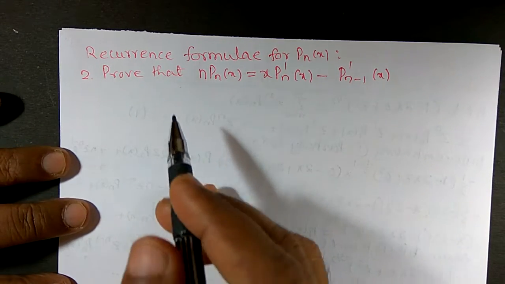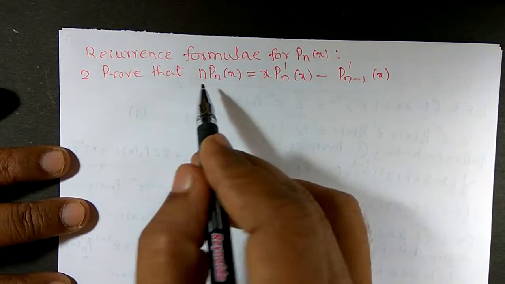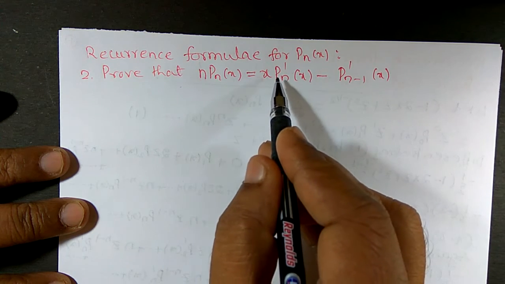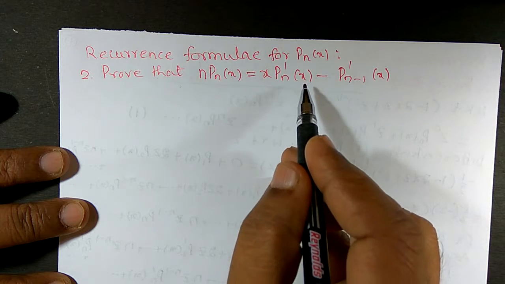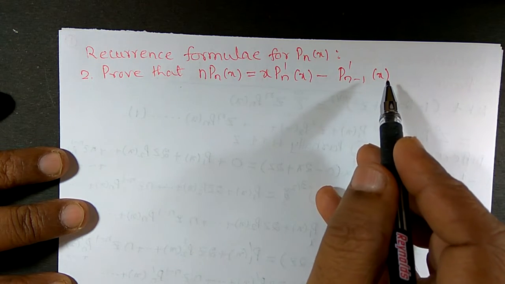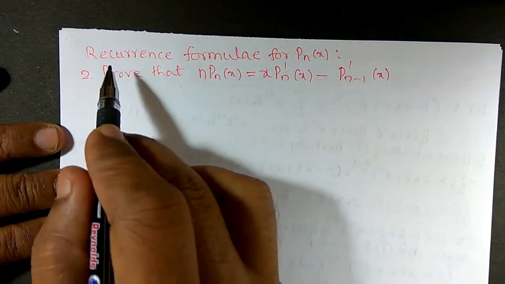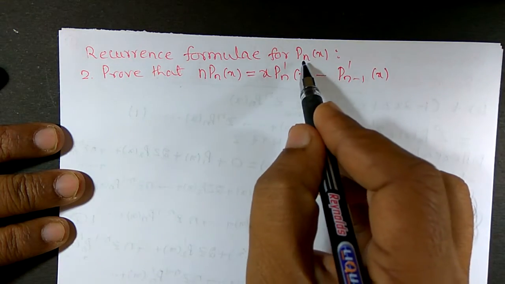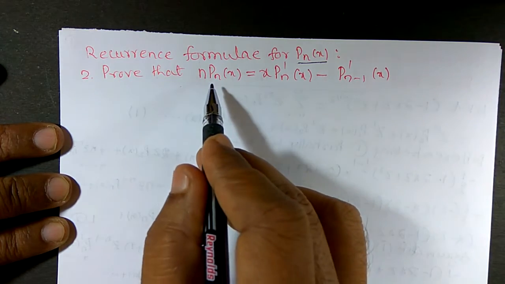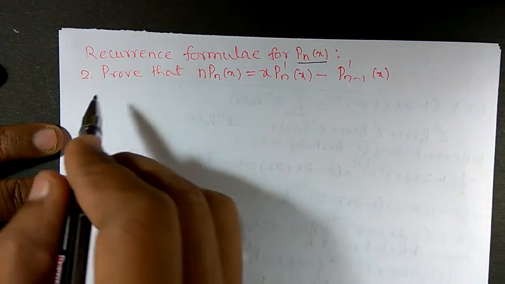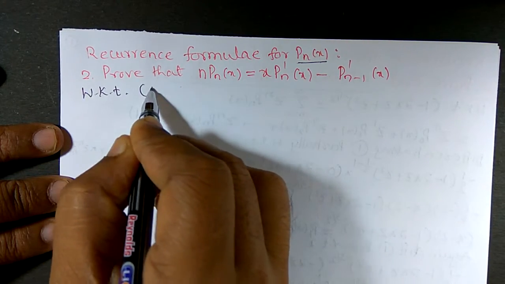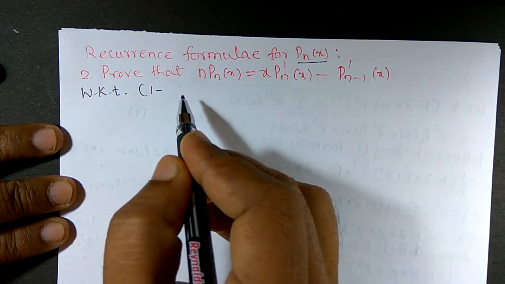Hello friends, now I want to prove that n P_n(x) is equal to x P_n'(x) minus P_{n-1}'(x). It is another recurrence relation for a Legendre polynomial P_n(x). If I want to prove left hand side is equal to right hand side, we need the help of the generating function, which we have proved in the last videos.